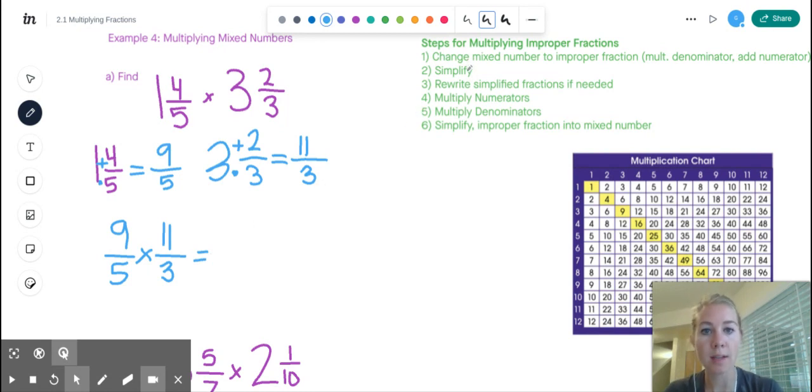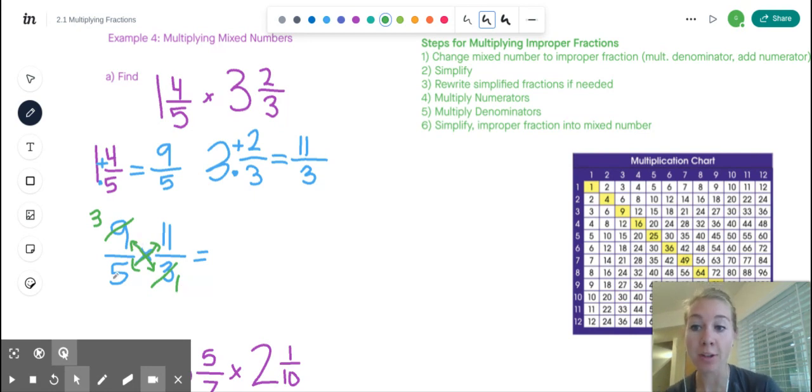Okay. Step 2, simplify. Now remember, to simplify, we look across. Okay, let's talk about our 9 and our 3. Can 3 go into 9? Yes, it can. 3 goes into 9 3 times. If we count by threes, right? 3, 6, 9. That's 3 times. 3 goes into 3 once.